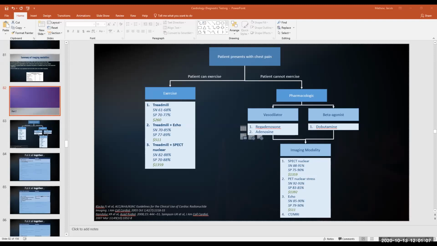But if the patients can't exercise, then we need to add pharmacologic options, whether it's the vasodilators or the beta agonists, knowing that our beta agonists, such as dobutamine, are ones we want to try and avoid in our patients that potentially have underlying COPD or asthma, whereas our vasodilators like regadenoson or adenosine, we can still use. And then with that as the stressor, we still have the same options that we have with the exercise, except for EKG, you don't do that, but we can do the SPECT nuclear, a PET, very expensive, but it has really good sensitivity, as you can see there, versus an echo or a CT MRI. So it's just a quick review of what we talked about last time.